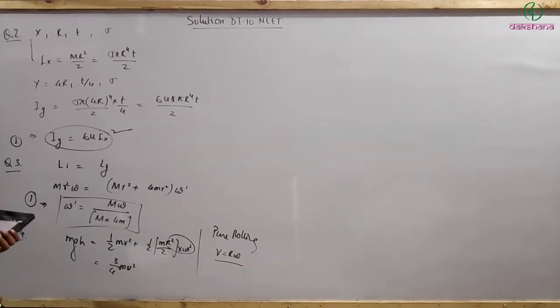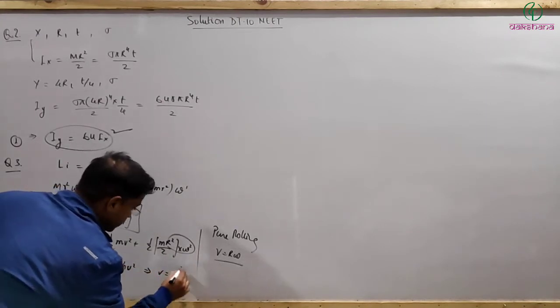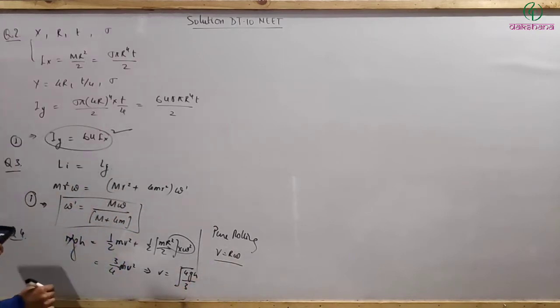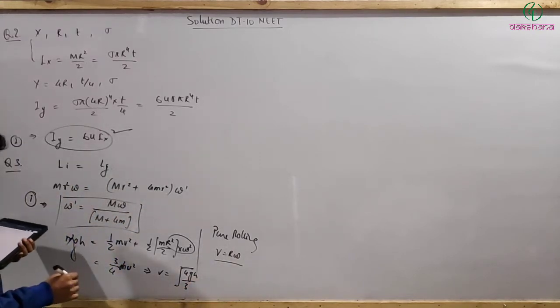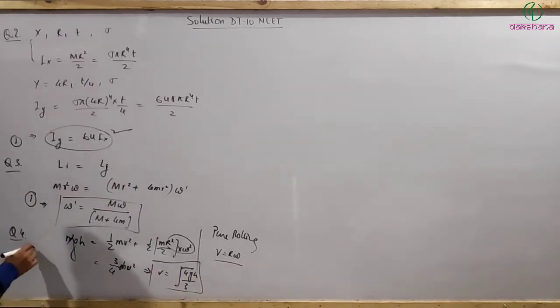This is asking the velocity or speed of center of mass of the cylinder when it reaches the bottom. m gets cancelled out. This implies v is equal to under root 4gh divided by 3. Yes, that's the answer, and it matches with option number 2.